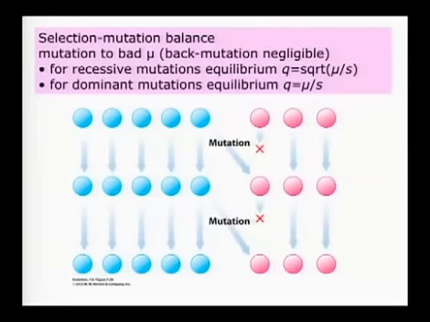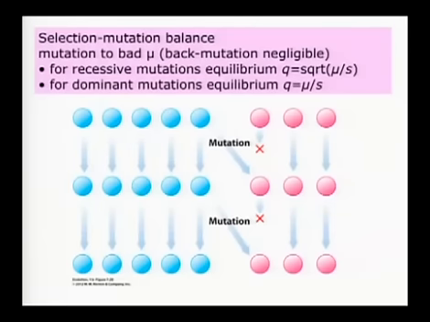So imagine we have situations where mutation goes to bad, and that's mu, and then back mutation is negligible. So whenever there's a mutation like this, it's a loss of function mutation. There's very little probability that it's going to mutate back to something great, which makes it simple.